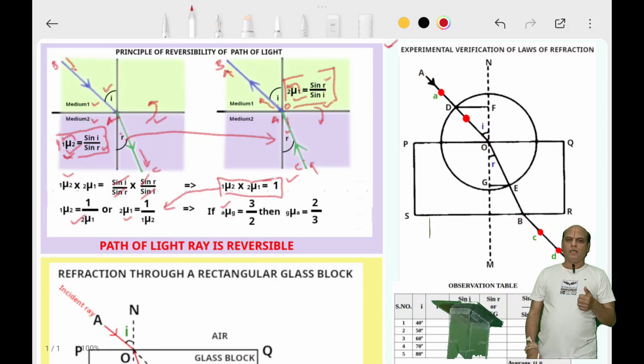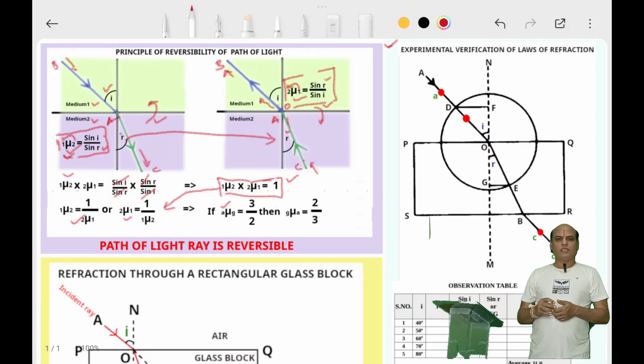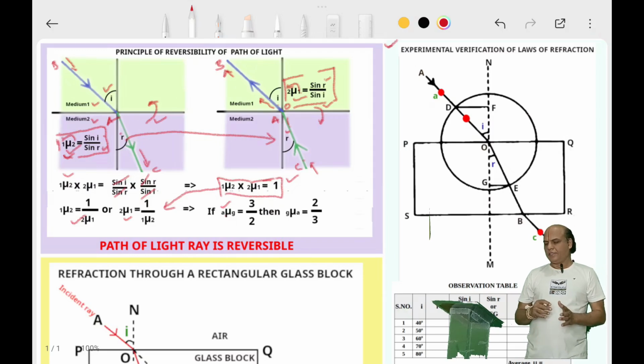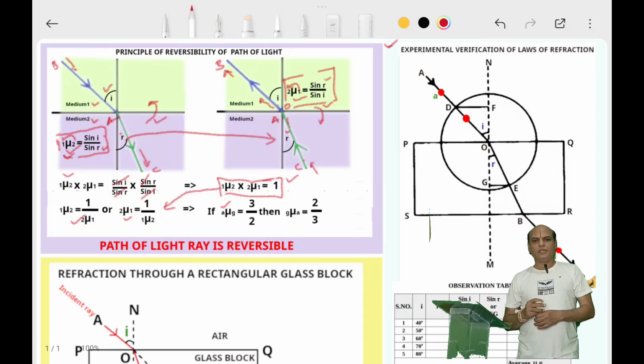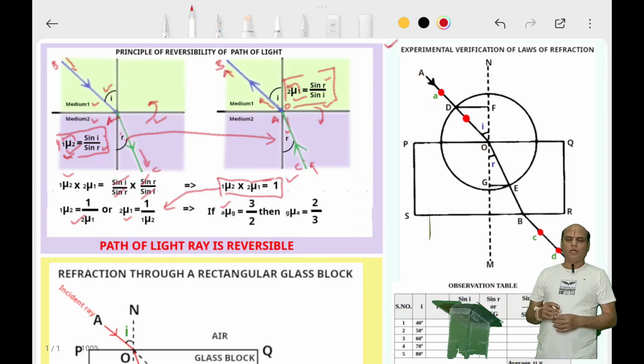One, the incident ray, the normal and the refracted ray at the point of incidence are all contained in one plane. That is the first law. Second law, the ratio of the sine of the angle of incidence to the sine of the angle of refraction is constant for a given pair of media. This is the second law. These two laws we will prove experimentally.